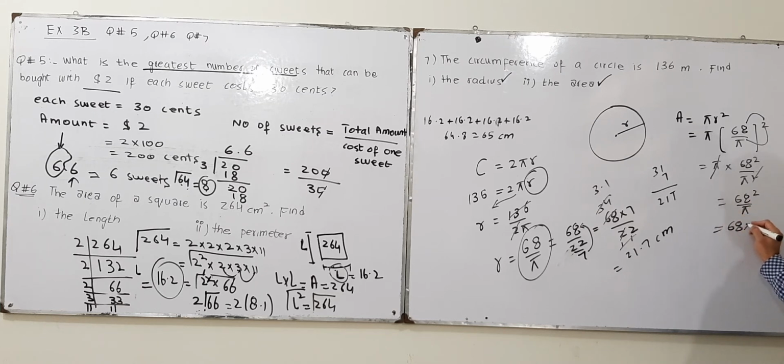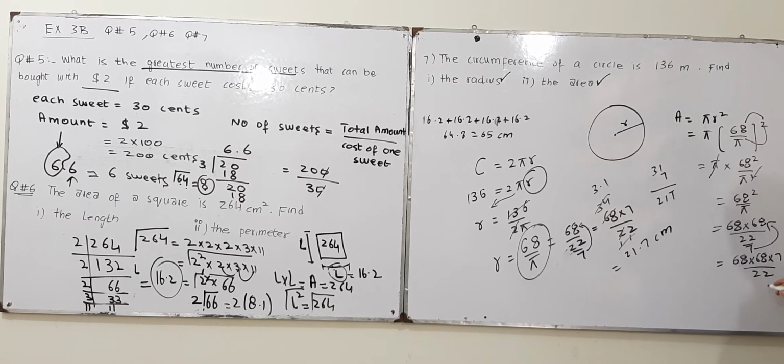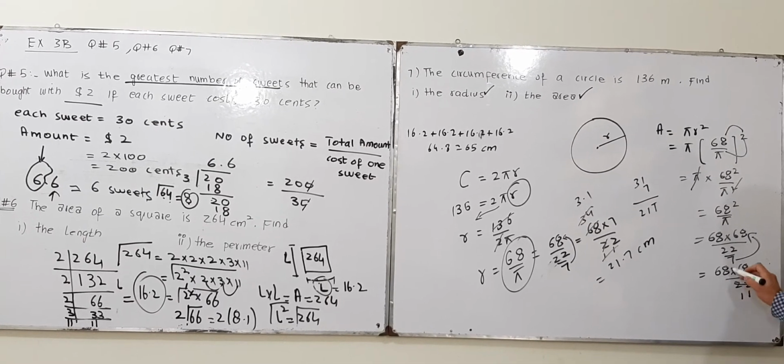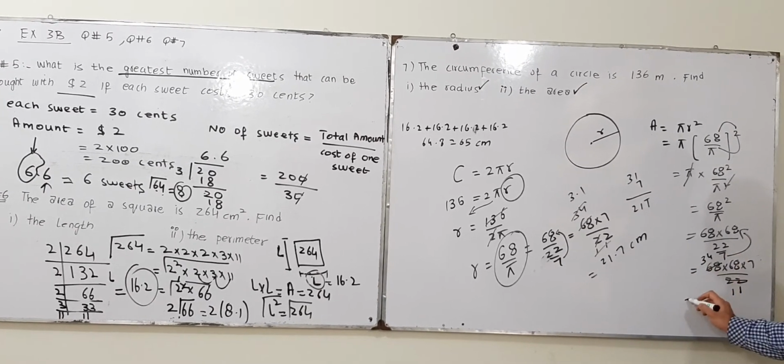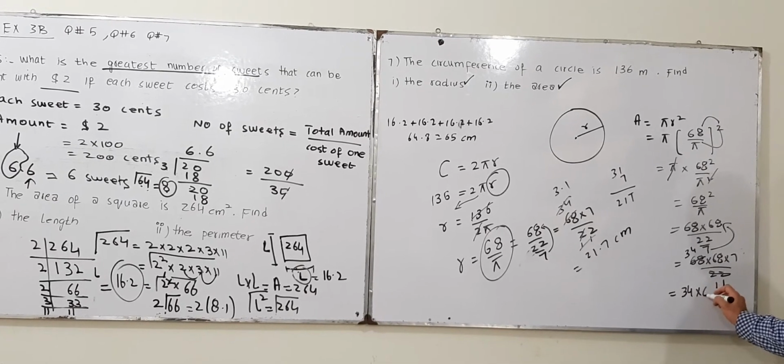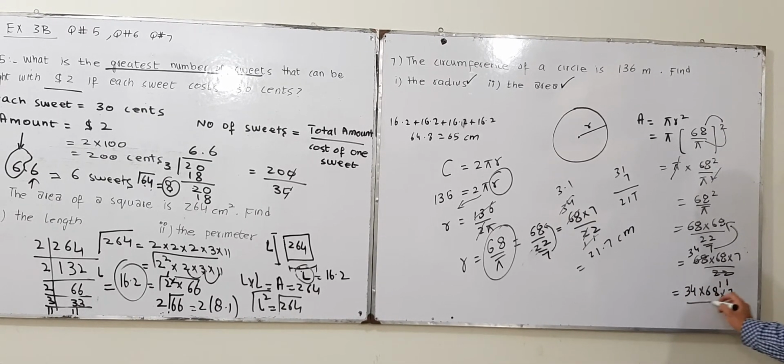68 squared is 68 into 68 over pi, and pi is 22 over 7. You can do simplification, move this 7 into the numerator. It's 68 into 68 into 7 over 22. So you can do simplification: 2 1s are 2, 2 1s are 2, 2 3s are 6, 2 4s are 8. So it's 34 into 68 into 7 over 11. Now do further simplification: 11 1s are 11, 11 3s are 33, so 3.1 is the approximate answer.